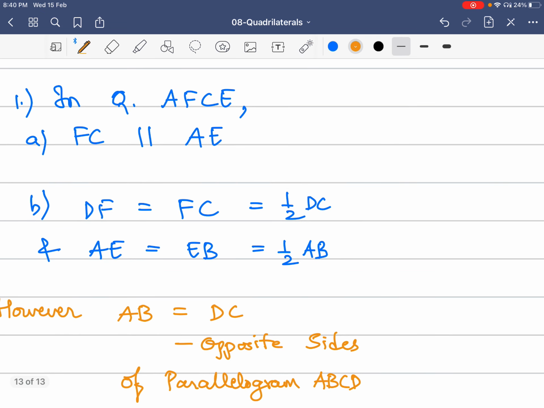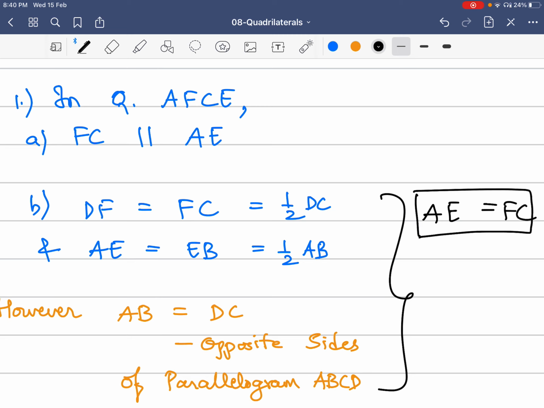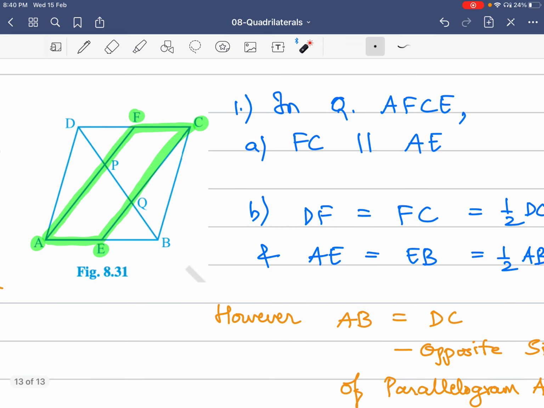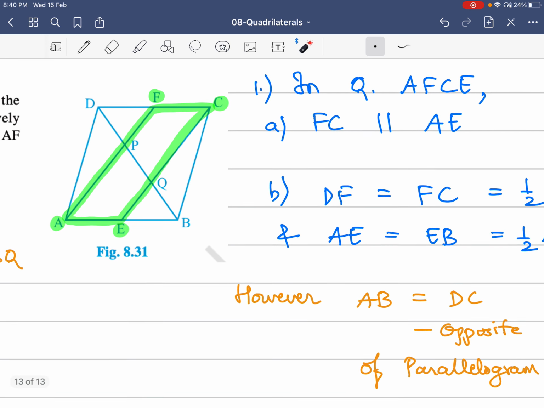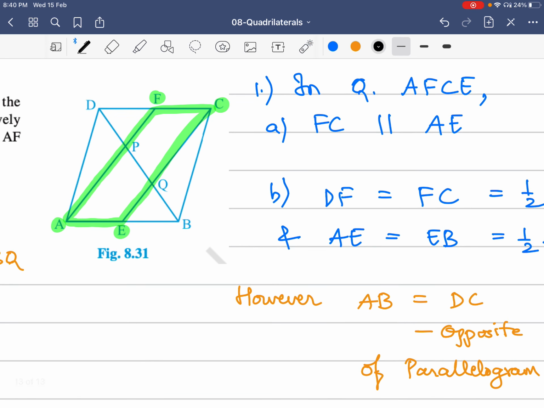So the conclusion from this point B is going to be AE is equal to FC. This is an important thing. Now look at this. FC is parallel to AE and FC is also equal to AE. So let's come to this figure now. So if the opposite sides of a quadrilateral are equal to each other and parallel to each other, then the given quadrilateral is a parallelogram. That is the important conclusion that we wanted to come to.